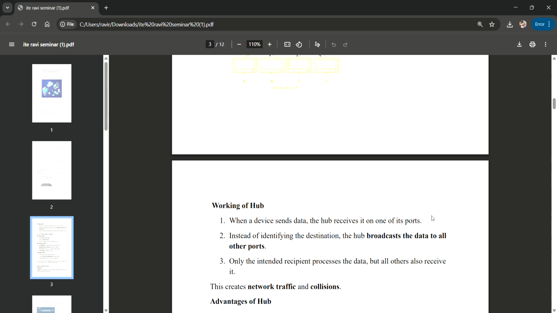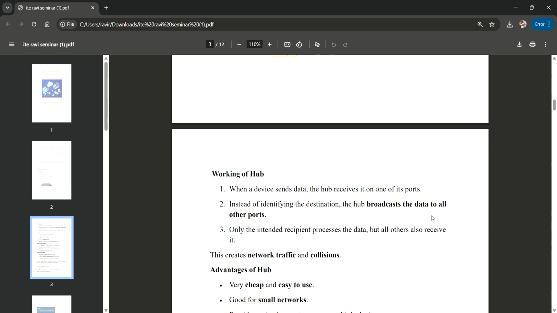Working of hub. For working of hub, when a device sends data, the hub receives it on one of its ports. Instead of identifying the destination, the hub broadcasts the data to all other ports. That is, the data is transmitted to all the nodes connected in the network. So only the intended recipient, that is the requested node, will process the data, but all others also receive the same data. So this creates network traffic and collisions.